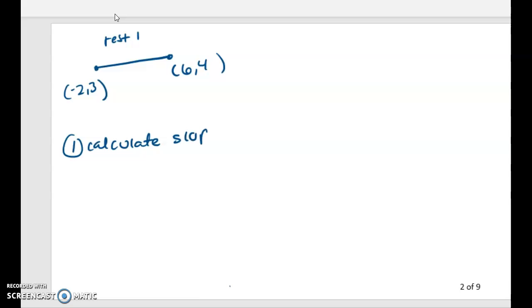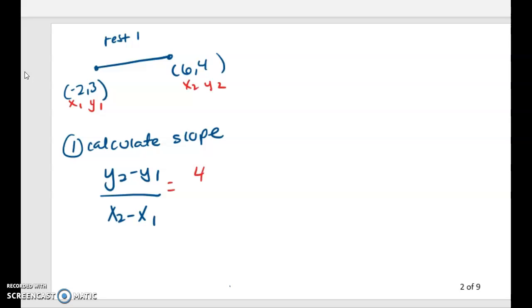So I'm going to calculate the slope by saying y2 minus y1 over x2 minus x1. It does not matter which one you choose as your x1, y1, or x2, y2, but I'm just going to pick one and substitute those values in. So I've got 4 minus 3 over 6 minus a -2. That's going to give me 1 over 8. Kind of a weird slope, but that's all good.